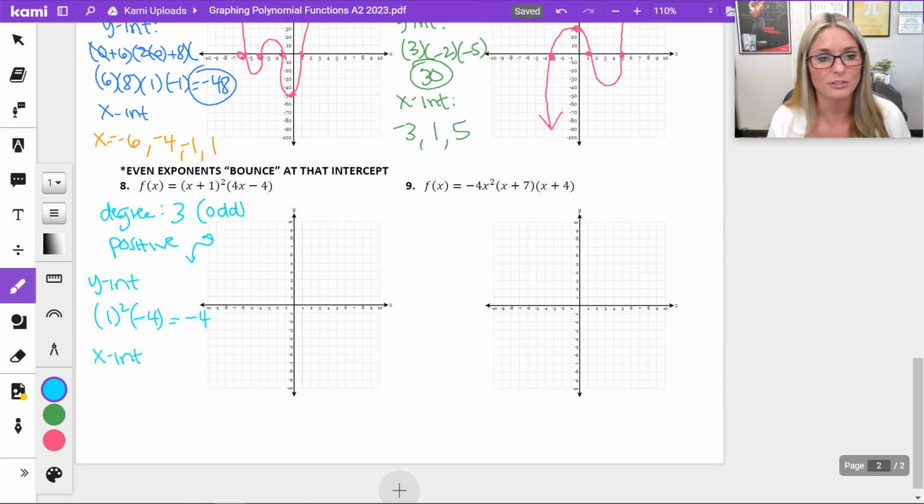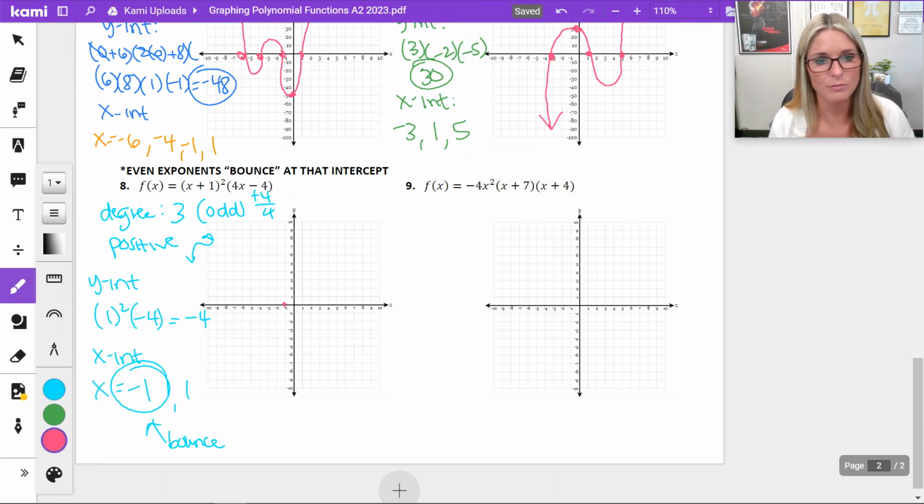X-intercepts, using those factored forms, we've got x equals -1. Now, I like to make a note to myself that it's going to bounce. I circle it, I star it. Because of that squared, we are going to bounce at that -1. And then my other factor, I would add 4 to the other side, divide by 4, we have a +1. So I do want to bounce on the -1. So let's plot it.